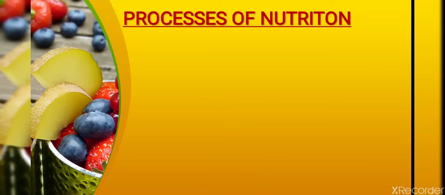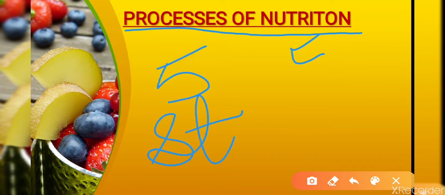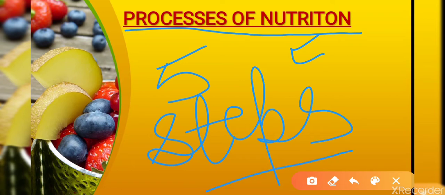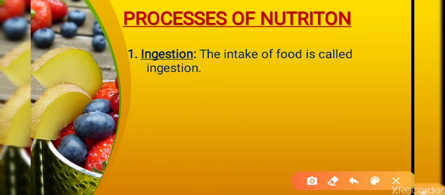In the continuation of the video on nutrition in animals, today we are going to discuss processes of nutrition. In animals, nutrition has 5 basic steps. Let us discuss these steps one by one. First process is the ingestion. Ingestion means intake of food.